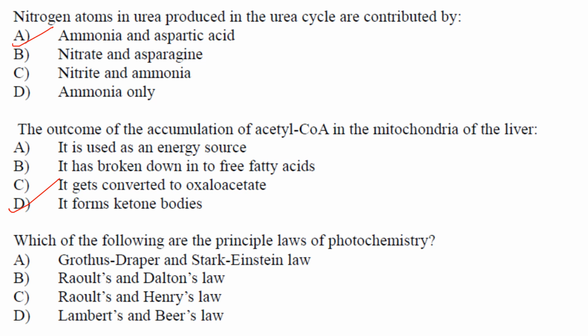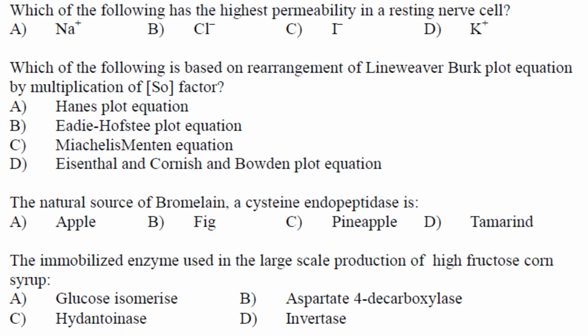Which of the following are principles of photochemistry? So it is Grotthuss-Draper and Stark-Einstein law. Answer is A. Raoult's law, Dalton's law, Henry's law, all these are thermodynamic laws. They don't have any relationship with photochemistry. Beer-Lambert law is for spectrophotometry. So answer is option A. Then, which of the following has the highest permeability in a resting nerve cell? It is K+. Answer is D.